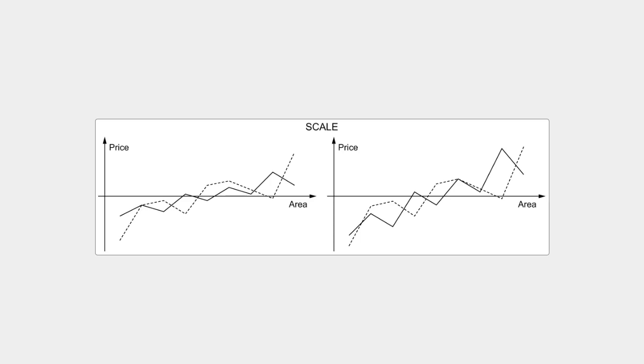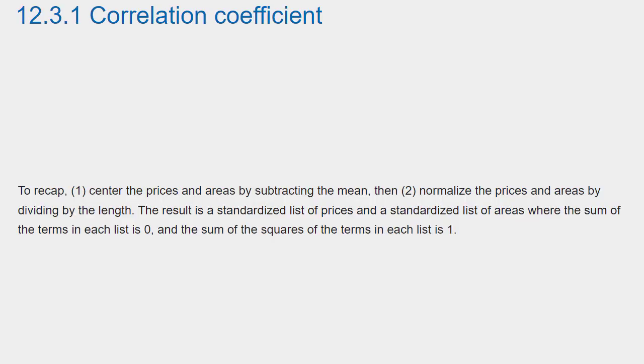Divide the adjusted prices P prime by the length to get the normalized prices P double prime. To normalize A prime, you square all of the adjusted areas, add those squares, and take the square root of the sum. That gives you the length of A prime. Divide all of the adjusted areas A prime by the length to get the normalized areas A double prime. To recap, 1. Center the prices and areas by subtracting the mean. Then 2. Normalize the prices and areas by dividing by the length.